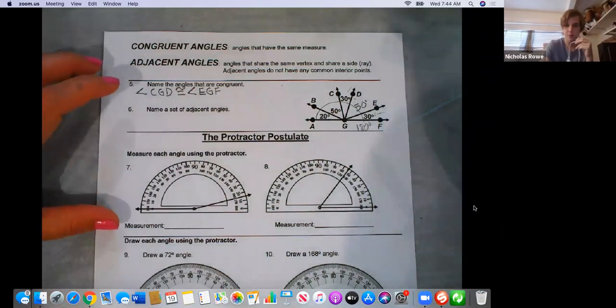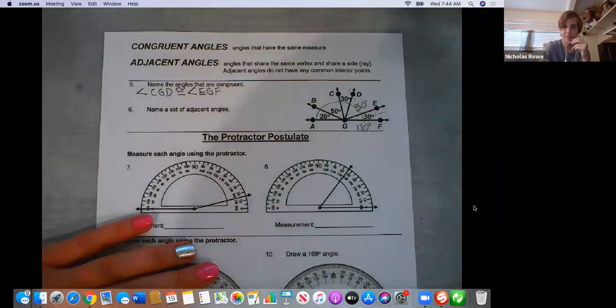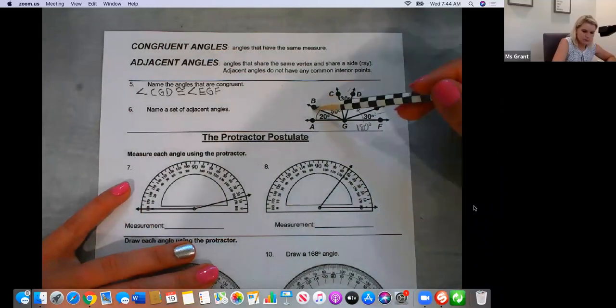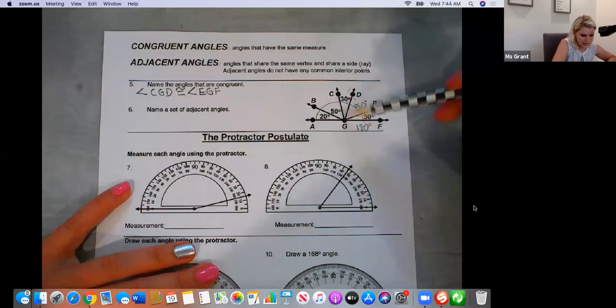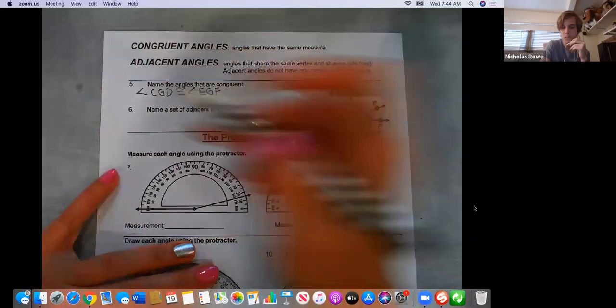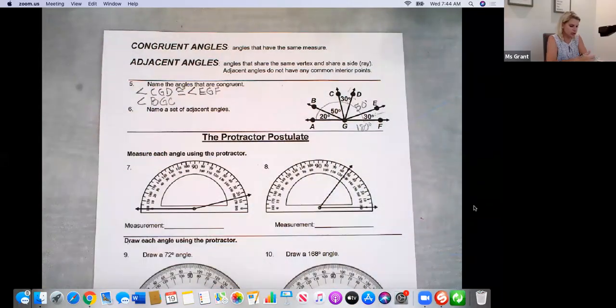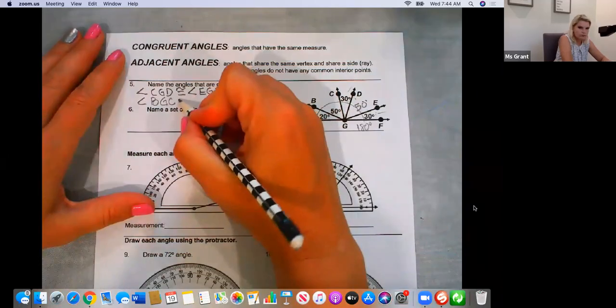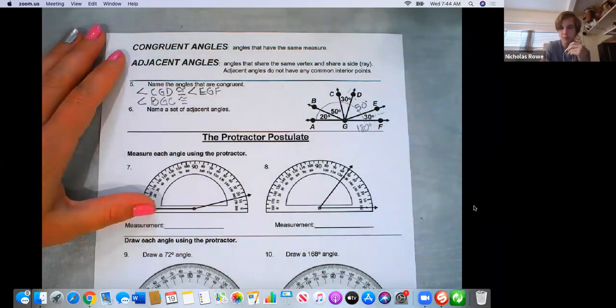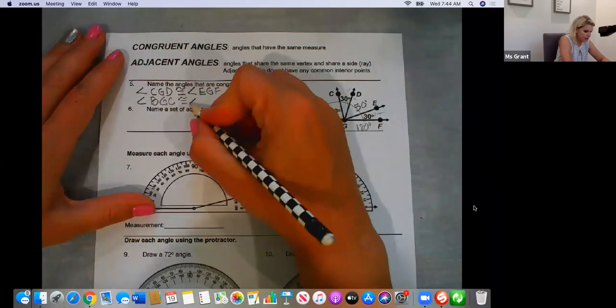So would the first one be BCG? B, BGC. Say it again. BGC. Yeah. Okay. Is congruent to DGE. DGE. Love it. Angle DGE.